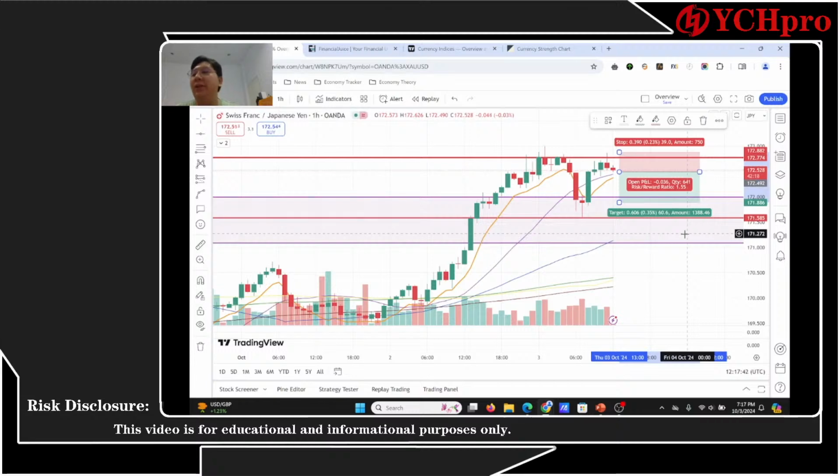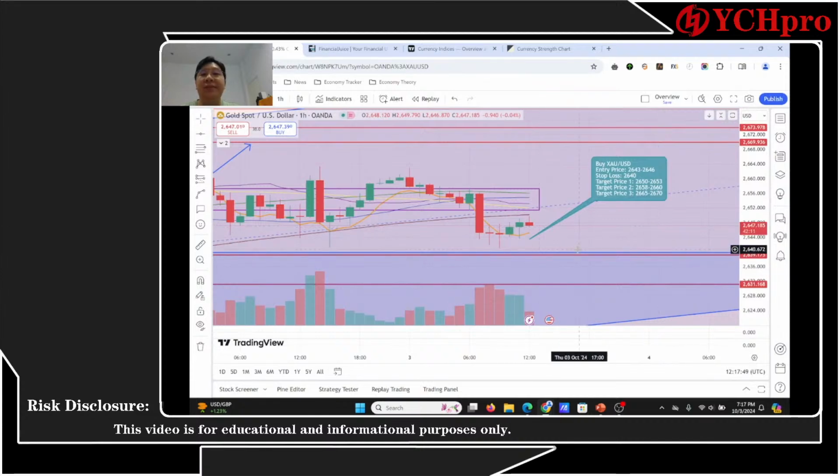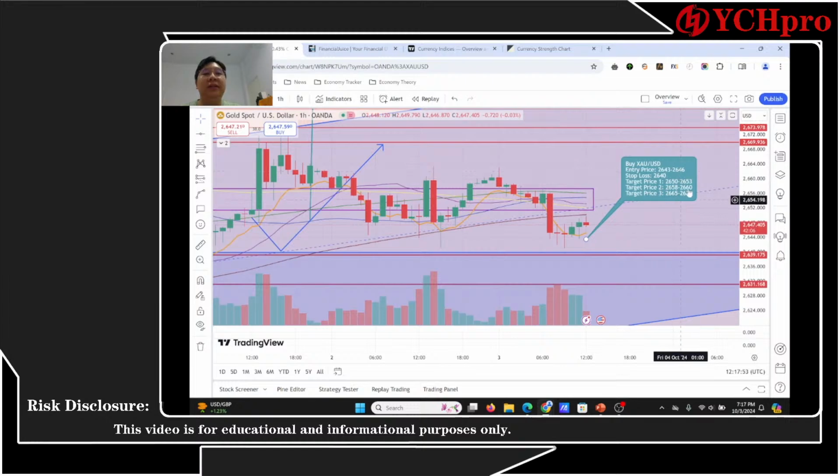Okay, because actually since the beginning of our live stream, we have been sharing a gold signal, and the signal has been actually profitable on its own, nearing our first price target.